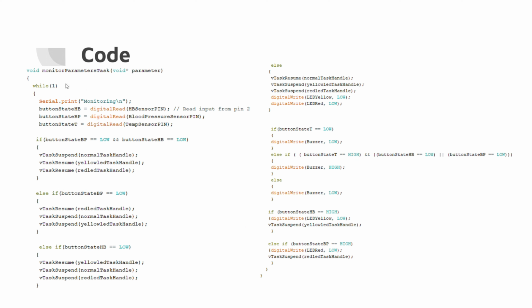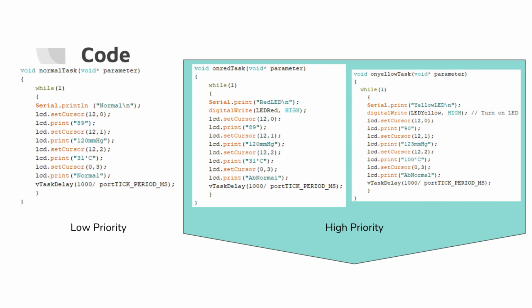Next, this is the void monitor parameter task function. This code will run continuously, whether it's in this task or another task, such as the turn on yellow LED task and the turn on red task. So this is the monitor parameter task function, and this is the normal function.